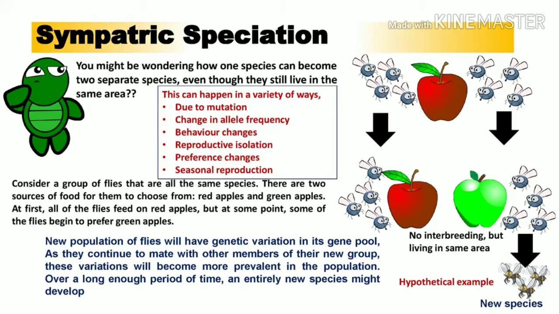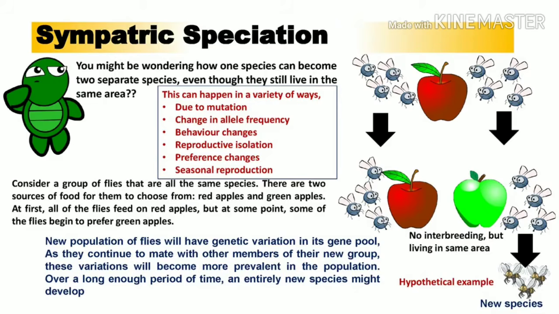Now let's try to understand sympatric speciation in a broader way. It has been mentioned here that you might be wondering how one species can become two separate species even though they are still living in the same area. Okay, and that was the question which made this concept controversial for different scientists. It has been mentioned here that this can happen in a variety of ways, like mutation, changes in allele frequency, behavior changes, reproductive isolation, preference changes, and seasonal reproduction. So these are all the probable reasons behind sympatric speciation.